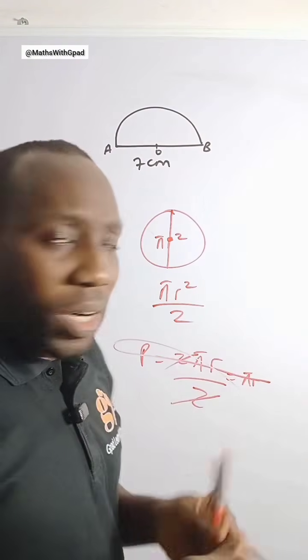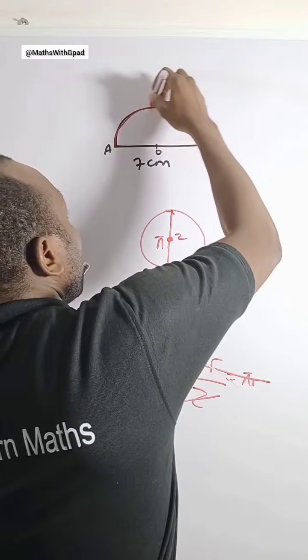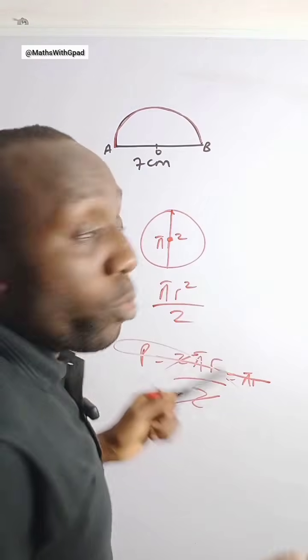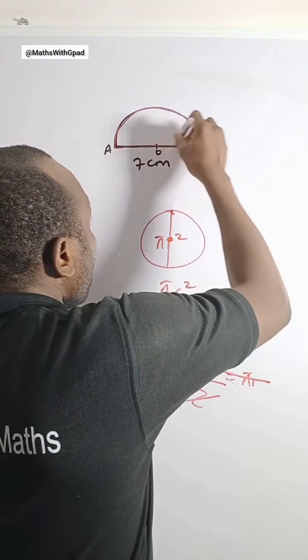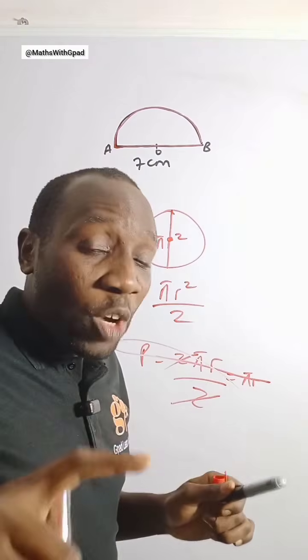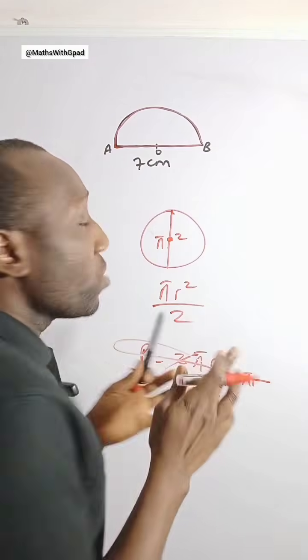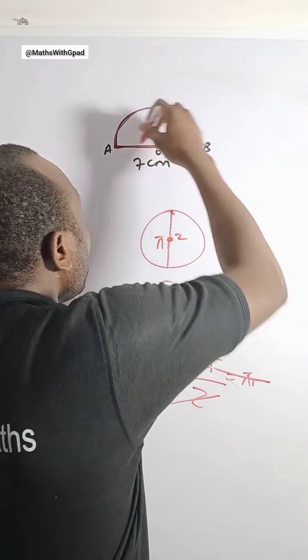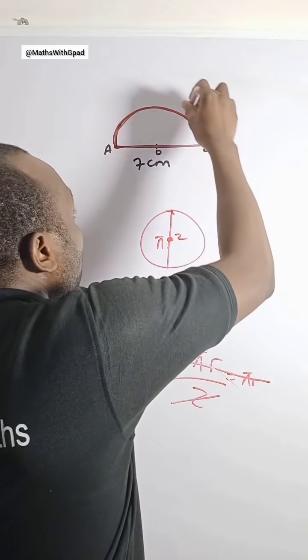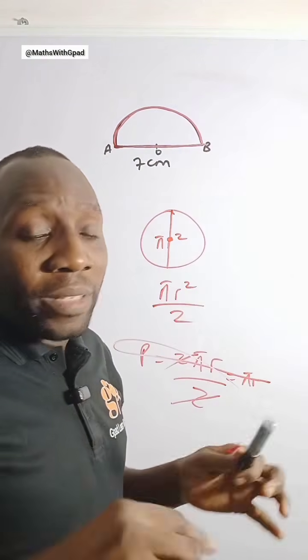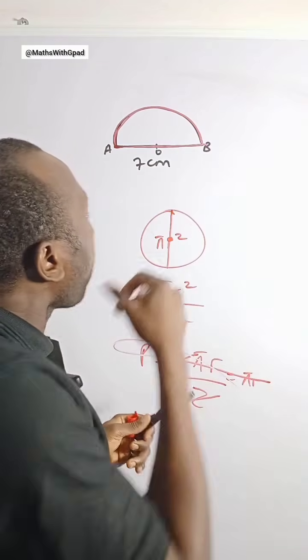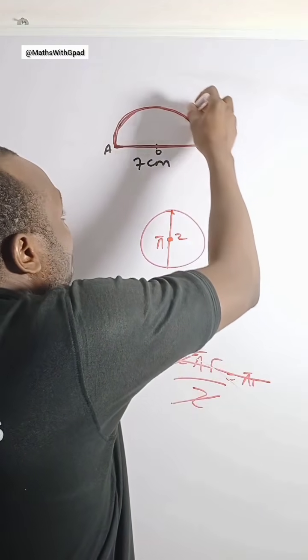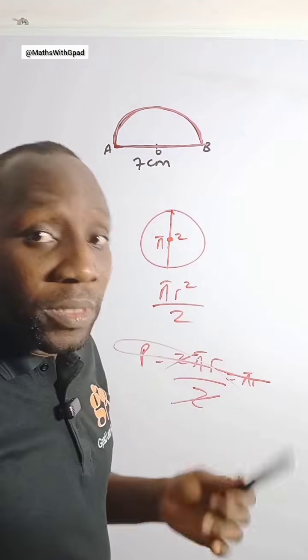See, we have two parts, the arc, right? And the diameter. So if you want to calculate the perimeter of a semicircle, you must add the length of the diameter and the length of the arc. If you don't do that, then it's wrong. So what is the length of this arc? Remember, it is half the circumference.